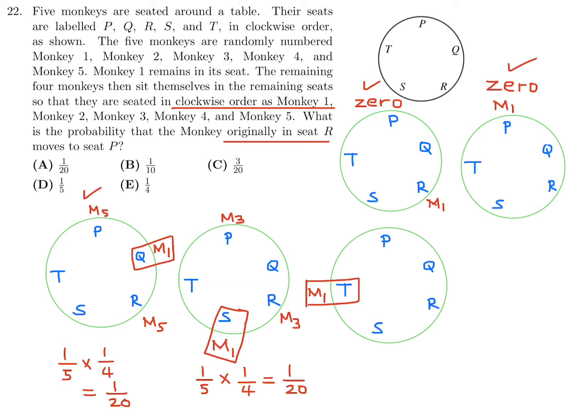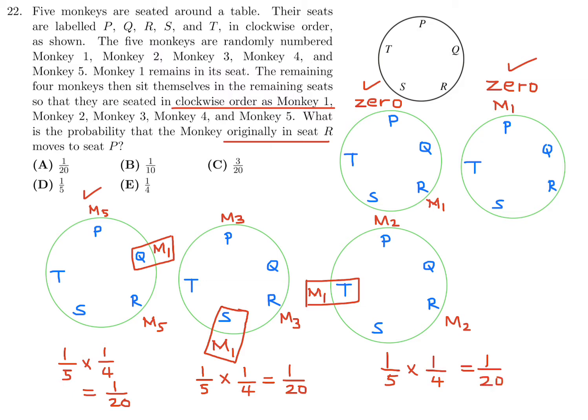Monkey 1 is now fixed at T, but we want the guy who's originally there to eventually end up here. Well, when you do the rearrangement, it's going to be monkey 1 there, and then 2, 3, 4, 5. So monkey 2 is going to end up in P, so he must have to originate at R. He's sitting there, but then after the rearrangement happens, he ends up going to P. So in the same way, what's the probability of choosing seat T for monkey 1? Well, 1 out of 5. And then what's the probability of choosing seat R for monkey 2? Well, he had only 4 choices, so it was 1 out of 4. And that again is 1 over 20.